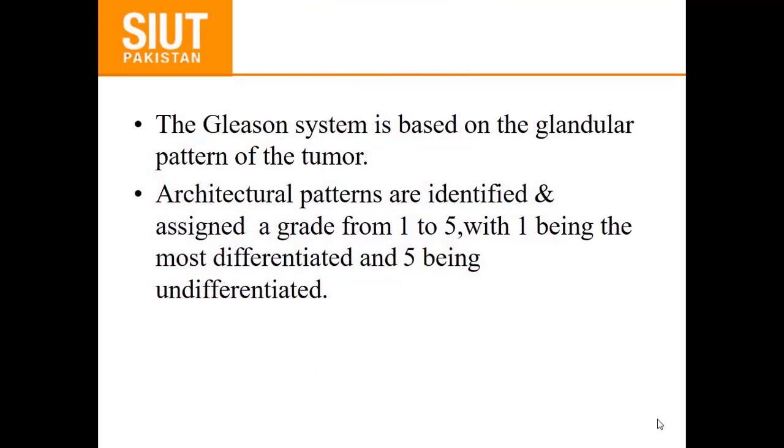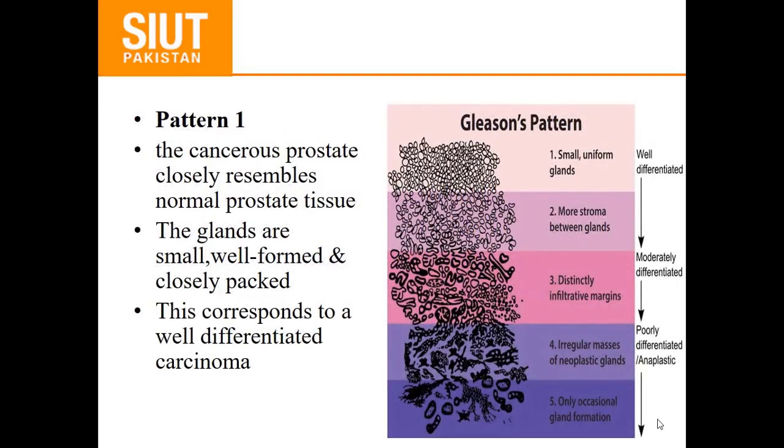The Gleason system is based on the glandular pattern of the tumor. Architectural patterns are identified and assigned a grade from 1 to 5, with 1 being the most differentiated and 5 being the undifferentiated. Here are some patterns. This is Gleason pattern 1. The cancerous prostate closely resembles the normal prostate tissue. The glands are well formed, closely packed to each other. This corresponds to a well differentiated adenocarcinoma.